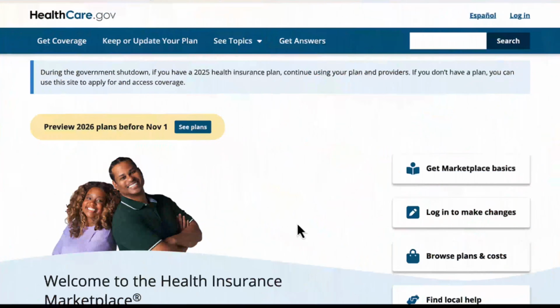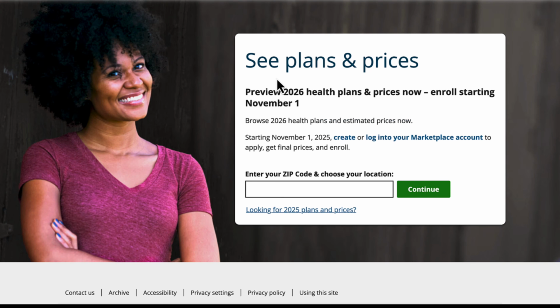All right, let's take a look at Healthcare.gov. So plans are finally able to be previewed on Healthcare.gov. If you click over here where it says See Plans, it will take you to the See Plans and Prices page. Now this is previewing 2026 plans. However, we won't be able to actually enroll until November 1st.